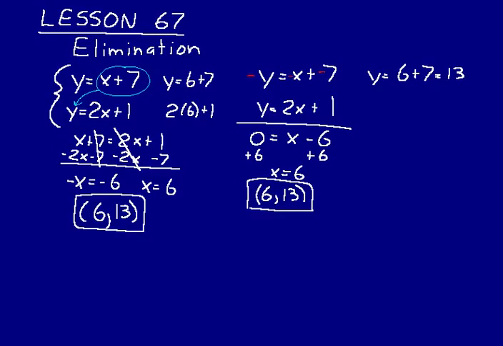Now when we use elimination, there is more than one way we can do elimination. Let's just take the same example, y equals x plus 7, y equals 2x plus 1. We could have multiplied every term in the bottom equation by a negative 1 as well, and we still would have had the same result. We could have multiplied every term in the top equation by a negative 2, and then I'll say times negative 2 over here. If we did that, then we would have eliminated the x values.